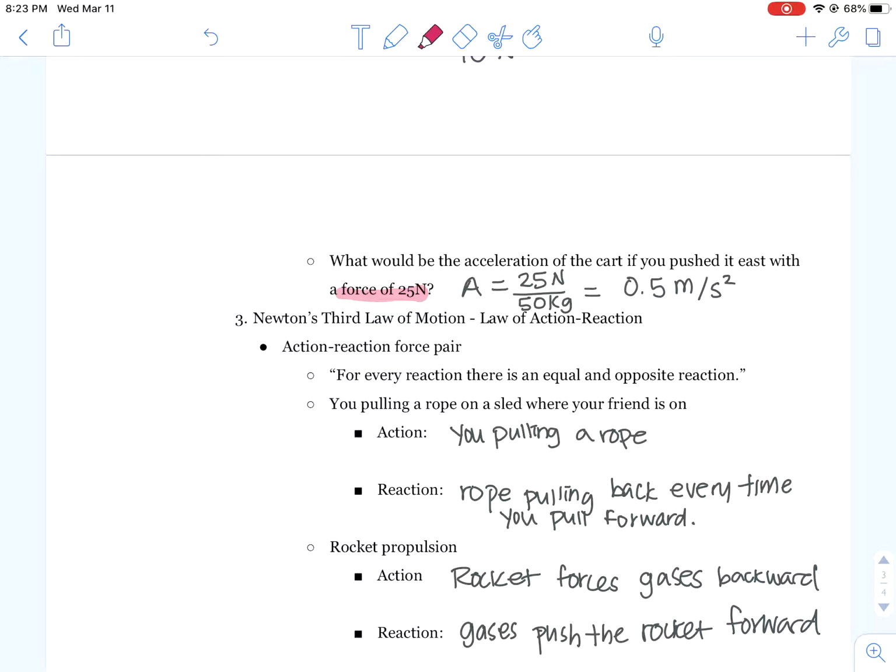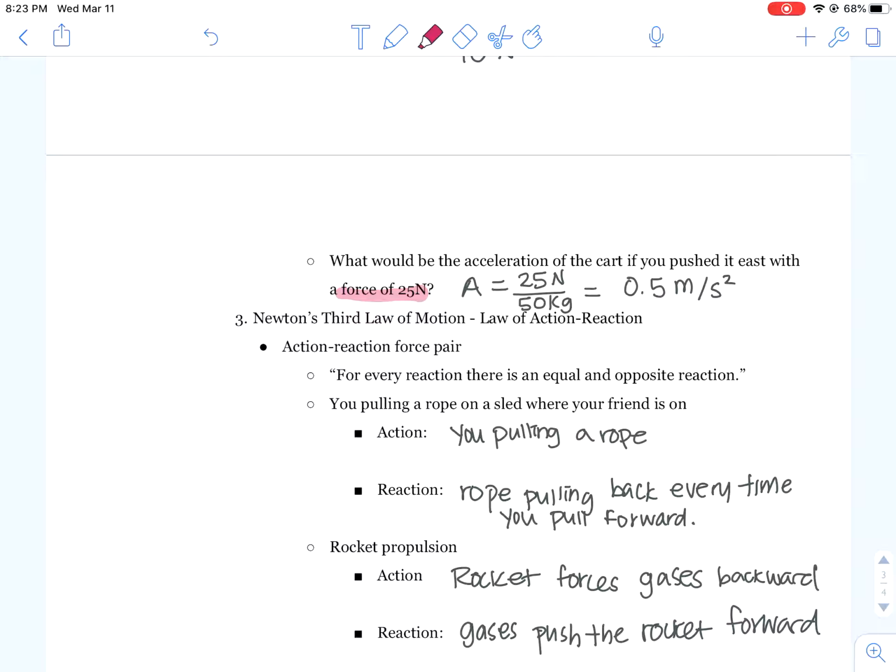Okay. Newton's third law of motion talks about the law of action and reaction. This may sound a little strange, especially since you don't really think of motion in terms of action and reaction, but we will look into it and hopefully it will make sense by the end of this video. So it says, for every action, there is an equal and opposite reaction.